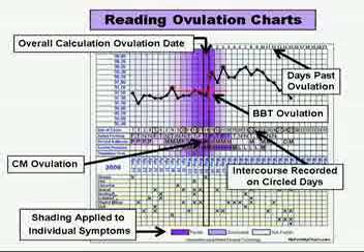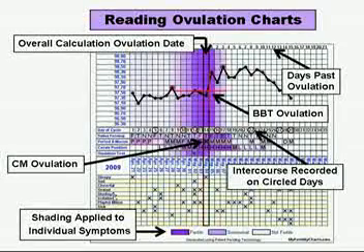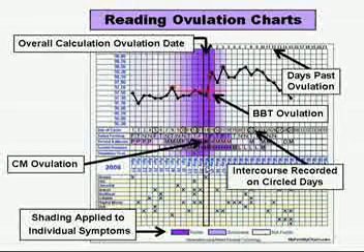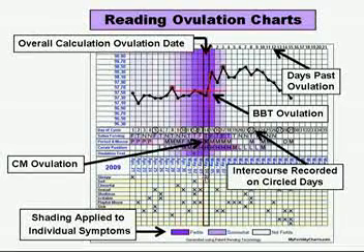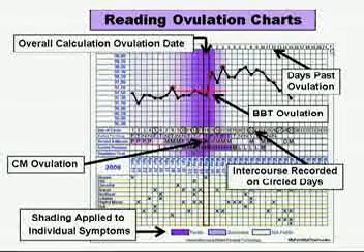Some other things worth mentioning about the ovulation charts. The overall calculated ovulation date is highlighted by selecting that column with a bold rectangle. So you can see here this bold black rectangle highlighting May 4th. This means that the overall ovulation date calculated based on all recorded symptoms has been determined to be May 4th. The number of days past ovulation based upon this calculation is shown at the top of the chart and is numbered from left to right.